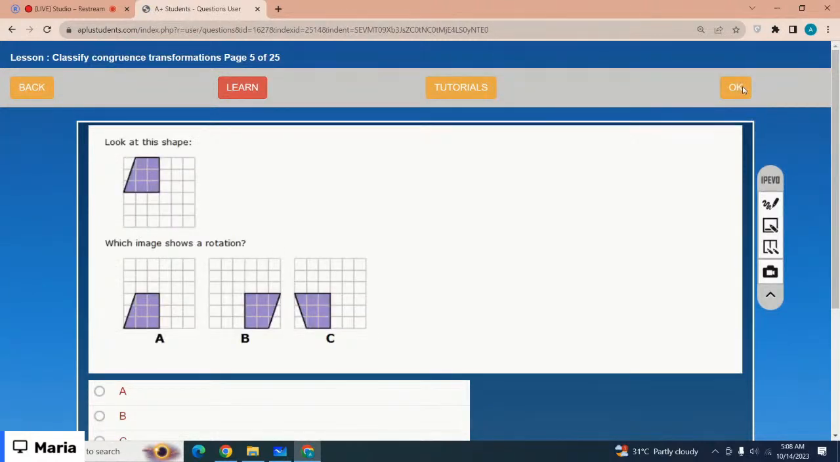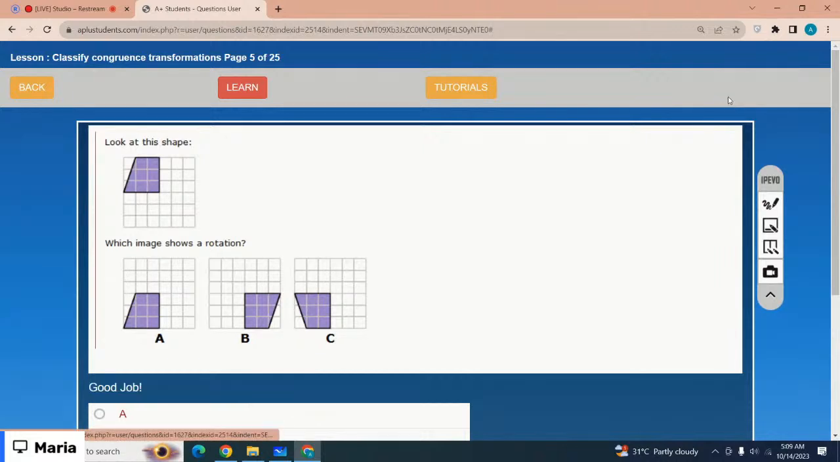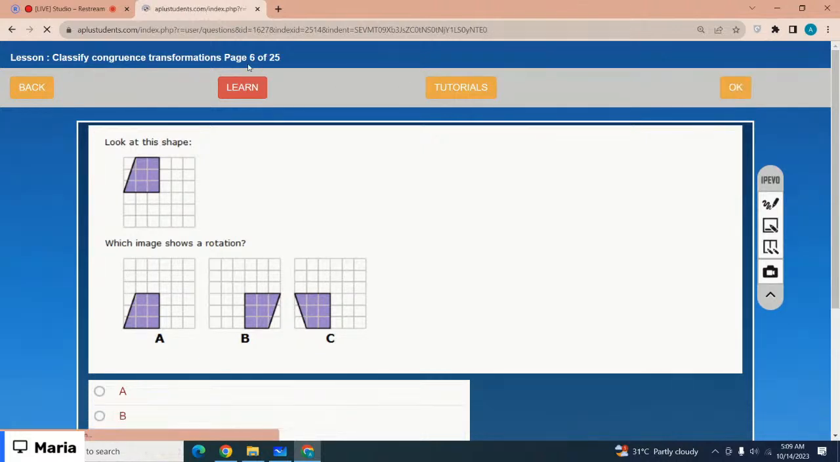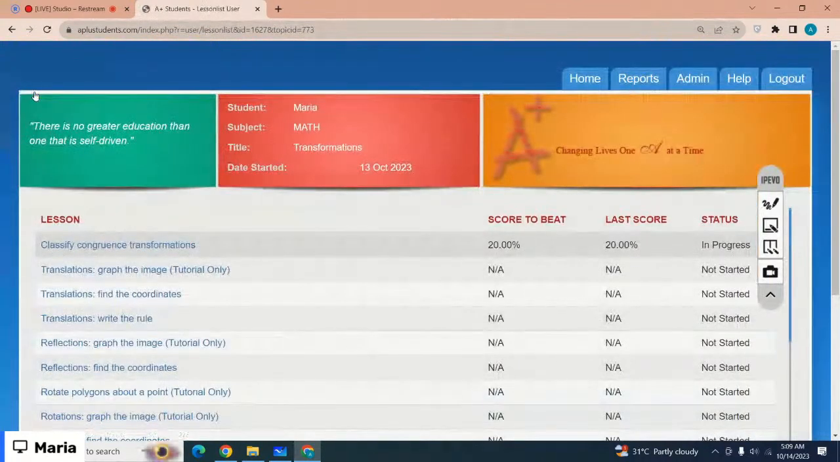Okay, look at this shape. Which image shows a rotation? Which is the correct option? Very good. B is the rotation. Okay, you can complete the lesson by yourself later today. Let's just move on to the next one.